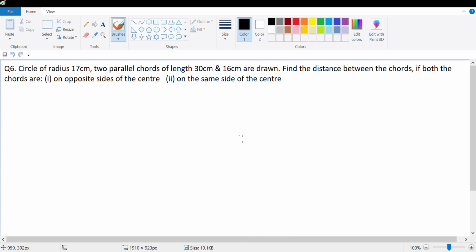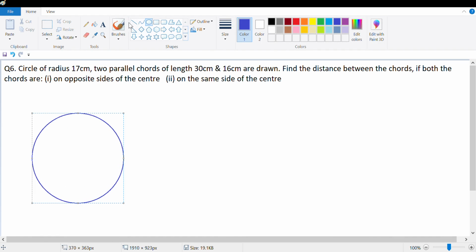The next question that we do is question number 6. In a circle of radius 17 centimeter, 2 parallel chords of length this and this are drawn. So let me just draw a circle which will have two parallel chords. In the first case the chords are on the opposite side. So let me draw the first case.